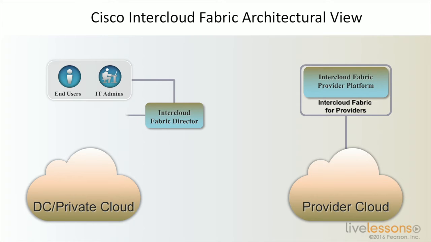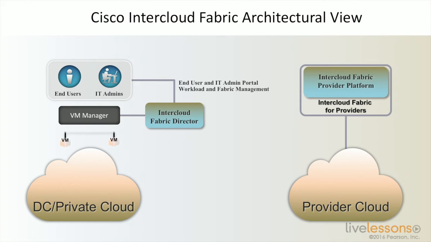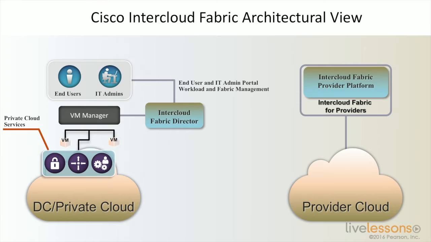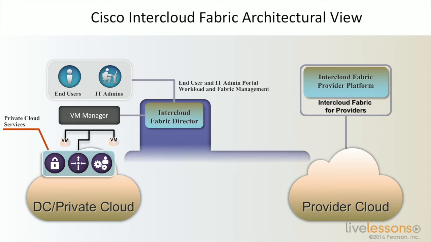On the private side, you've got a number of different components. You've got the Intercloud Fabric Director. This is the component that's really going to do all of the heavy lifting and management. You also have the Virtual Machine Manager. This is your hypervisor. This is Microsoft's Hyper-V, or it's VMware's ESX server. You're going to have some virtual machines in there, and then you're going to have your private cloud services. This is your firewalling, your routing, and other services you would want to have.